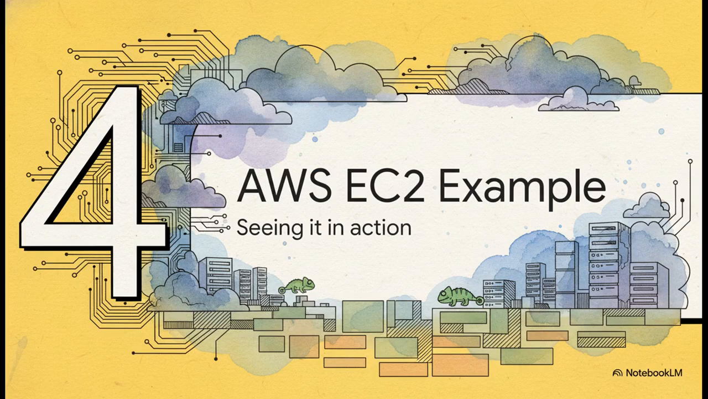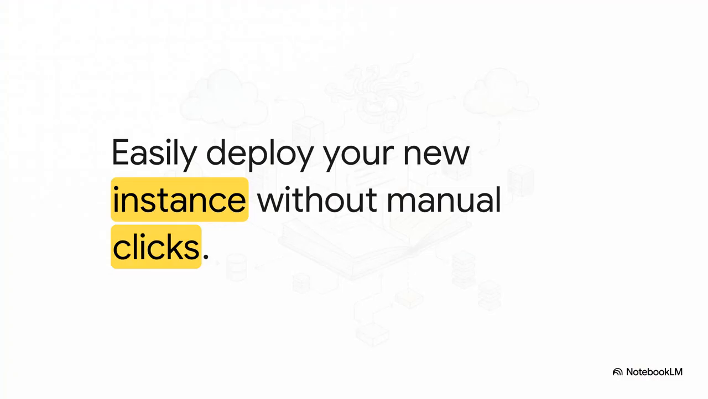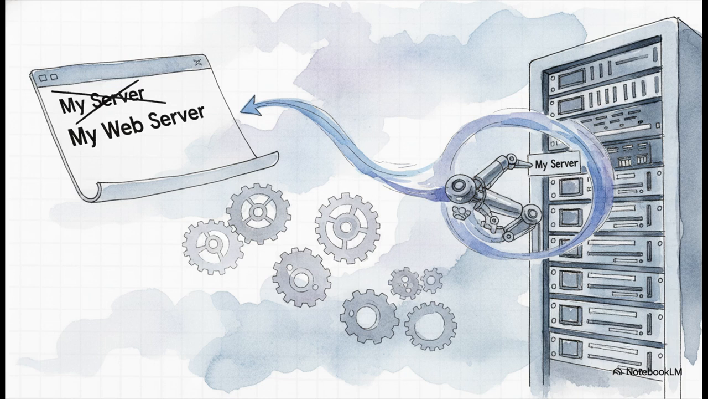Let's hit Section 4, AWS EC2 real-world example, seeing it in action. Let's picture a mini story to see how this actually plays out based on our source material. Imagine you've written out a really simple config file. You run Terraform apply, type yes to approve it, and almost like magic, you log into your AWS dashboard, hit refresh, and boom, there it is, a brand new EC2 instance named My Server, up and running perfectly. Literally zero manual clicking required. But, infrastructure changes all the time, right?